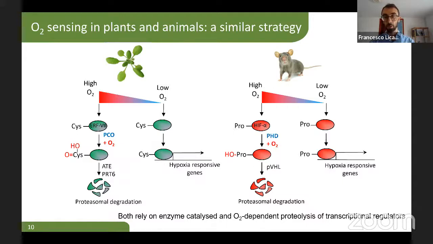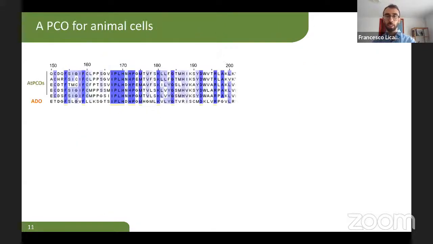In animals, instead, it is a bHLH transcription factor called HIF-alpha, which is targeted for degradation by hydroxylation on specific prolyl residues by PHD enzymes. So it seems that this is an effective way to control responses to hypoxia. But the reality is that this is a bit more complicated.